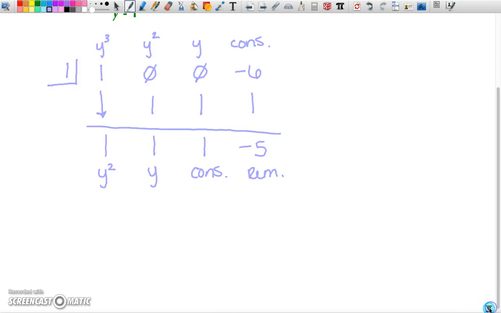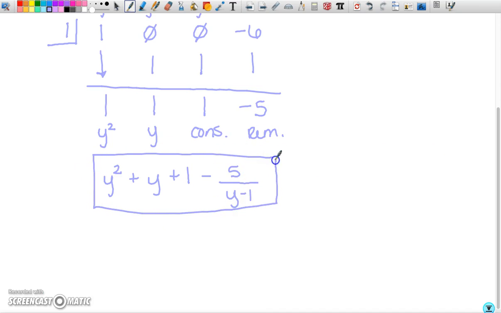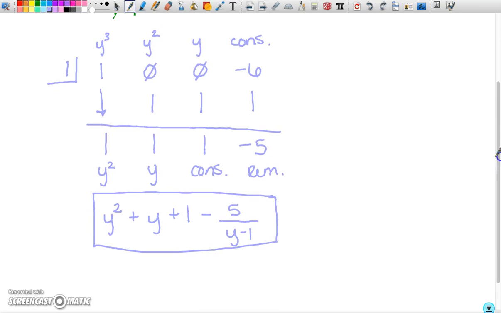So your final answer then is y squared plus y plus 1 minus 5 over what you were dividing by, which was y minus 1, because it's your remainder. All right, so there you go. So just remember that this is just one big cycle. So you take this, multiply it, write that number here, add, or I'm sorry, here, add them and just keep on going through the cycle.